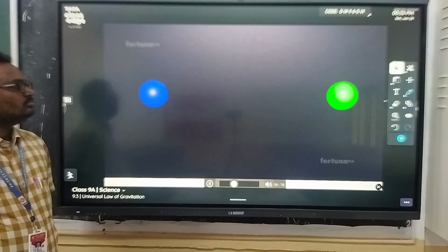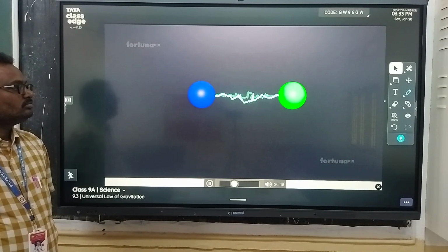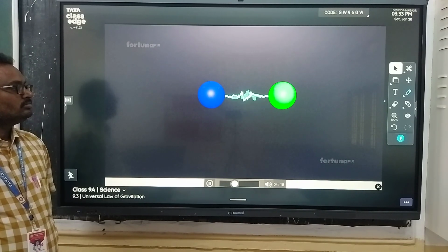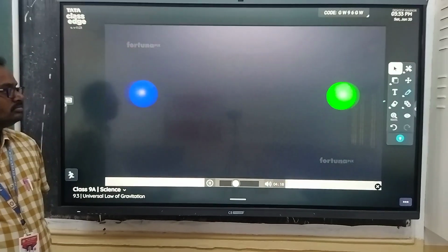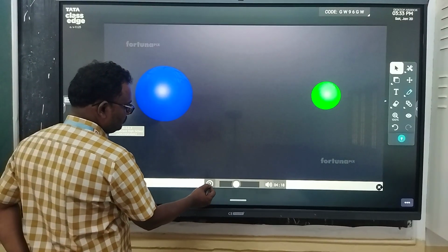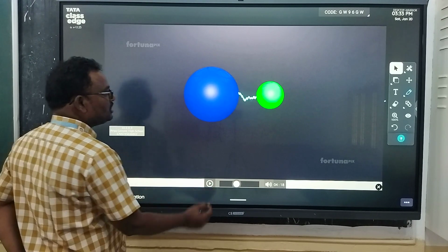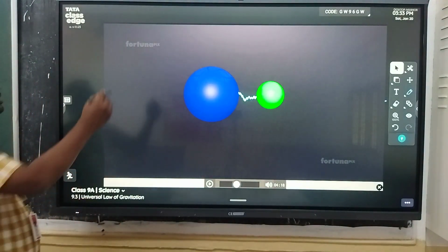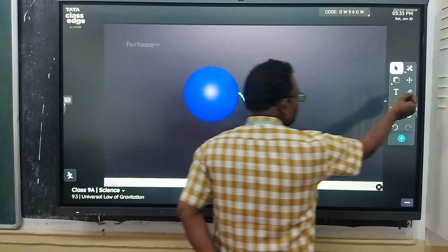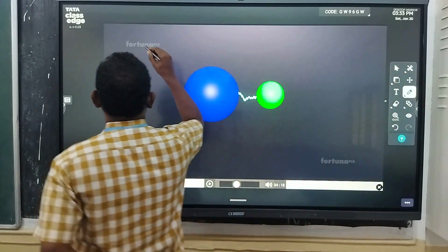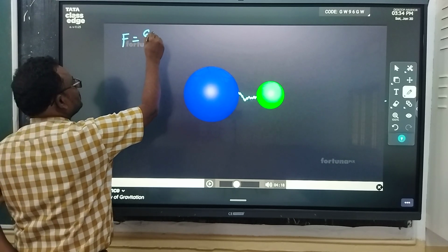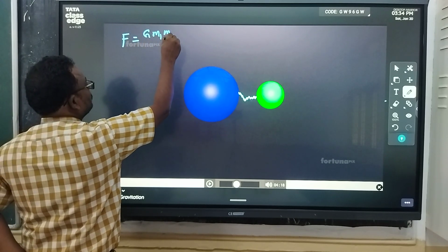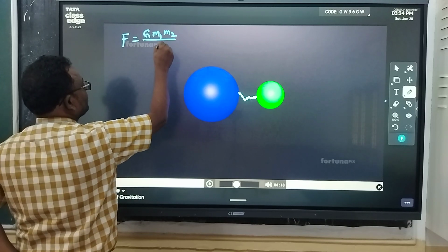The law of universal gravitation implies that the greater the masses m1 and m2, the greater the force of attraction between them will be. If the mass of one object is doubled, the force will be doubled. See what they said here? Universal force of gravity depends on the masses only. So we can write the formula here: F is equal to G m1 m2 by d square.